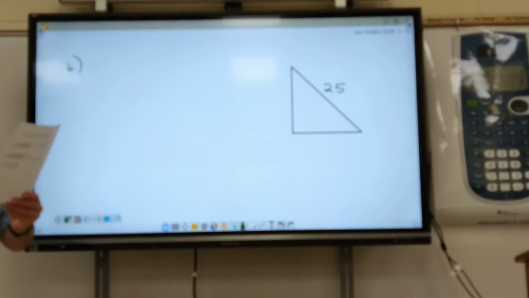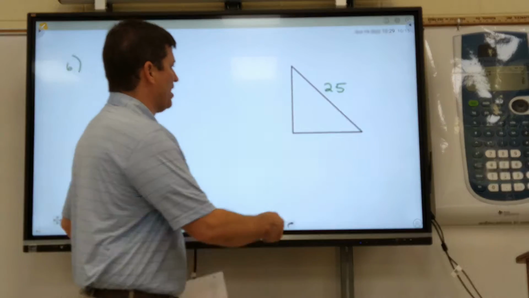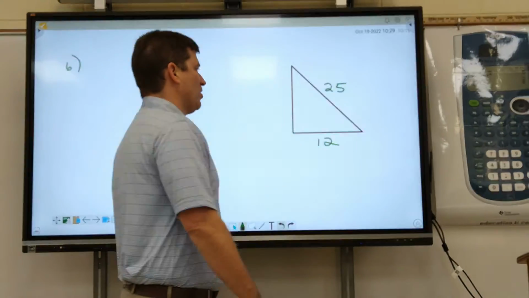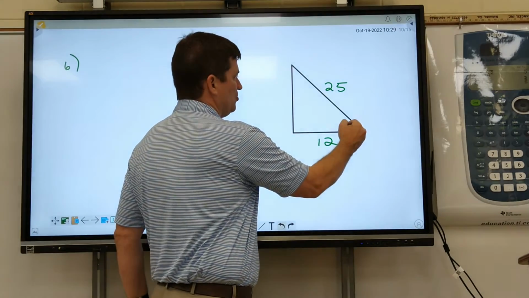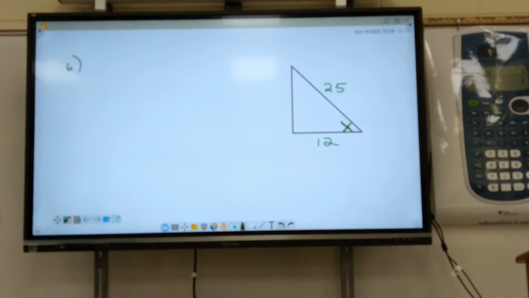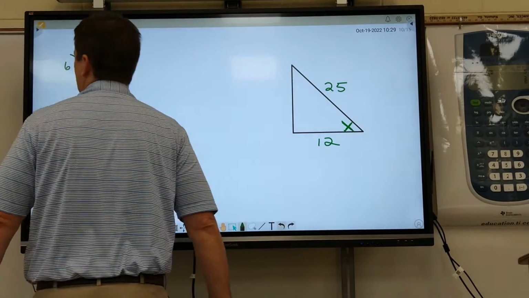All right. So the base of the ladder is 12 feet from the base of the building. All you got to see is the word base. When you see base, that means bottom. What angle does the ladder make with the ground? We're always going to use this bottom angle, the one that's not the 90 degrees. So we got adjacent and hypotenuse is correct.